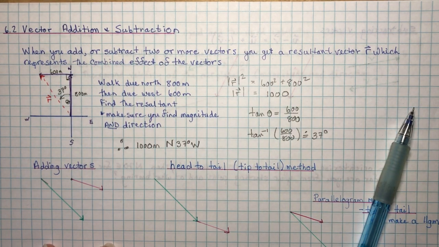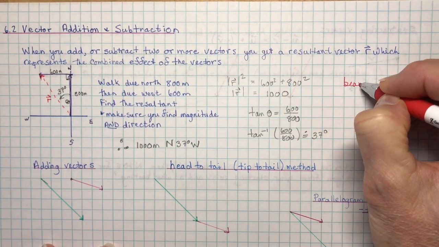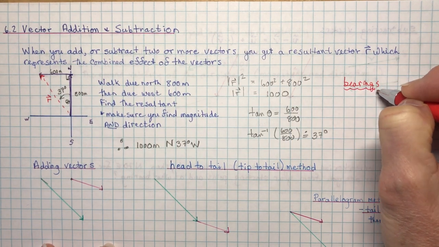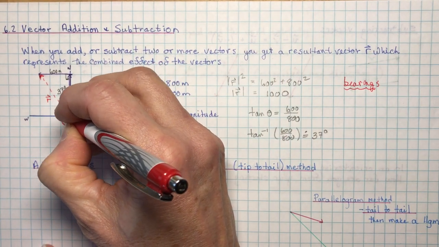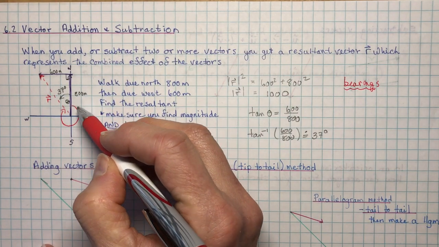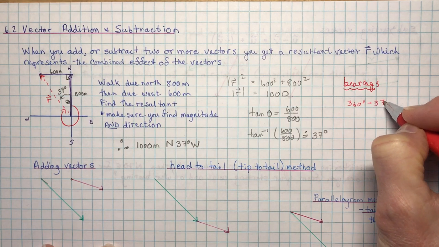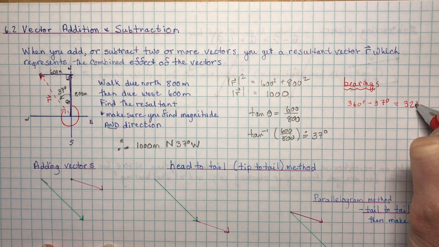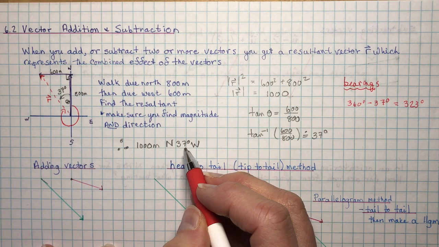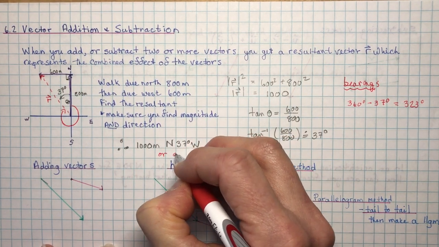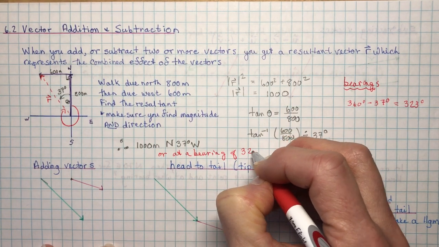Okay, so the other way you could say the direction is using a bearing. So remember bearings, you did those in grade 11. And a bearing is measured from the north, right? So the bearing would be this distance all around here. So how far is it from here to here? Well, that would just be 360 degrees minus 37 degrees, or 323 degrees. So you would say 1,000 meters north, 37 degrees west, or a bearing of, so you need to know both of them, a bearing of 323 degrees.